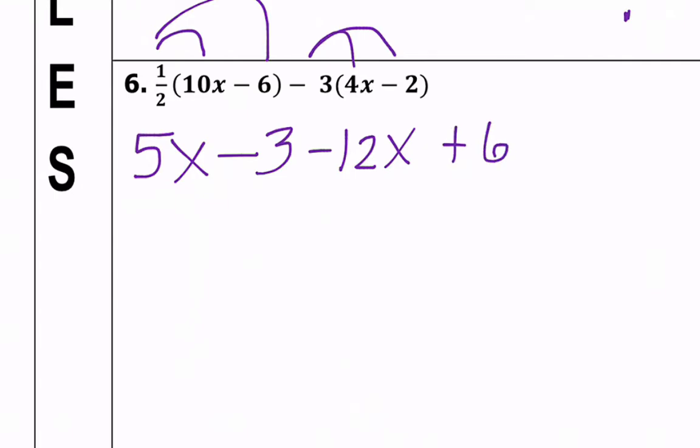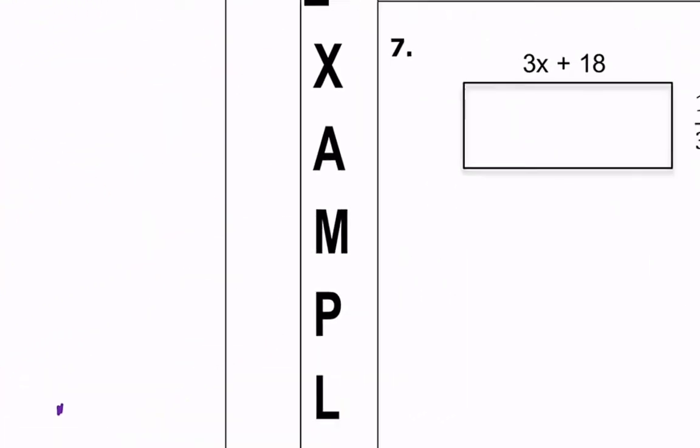Okay, so now that we have finished the distribution, we finished the multiplying part, we're going to combine our like terms, which means we're going to take what look alike and add them together. So I see 5x's here and I see a negative 12x here. So those are the two numbers I add up. 5 plus negative 12 is a negative 7, and those are my x's. And then we do the regular numbers. I see a negative 3 here and a positive 6. So add those numbers up. Negative 3 plus 6 is equal to a positive 3. Moving along.